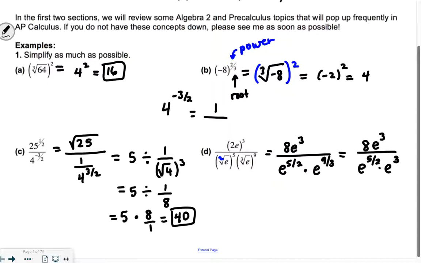So in this case, it's kind of nice for us because we have e to the 3 on top, but we also have e to the 3 on the bottom. So then those are going to cancel each other out, right? So those are gone. So you could write your final answer as 8 over e to the 5/2, or you could say 8e to the -5/2. That would be an acceptable answer as well. So I didn't say anything like you can't have negative exponents in your answer, so I think that's fine.